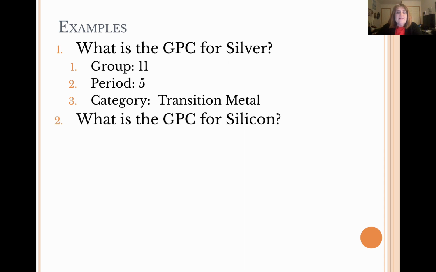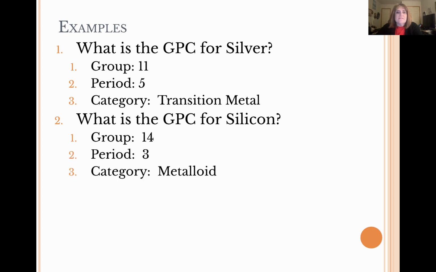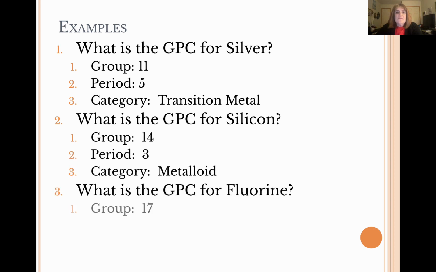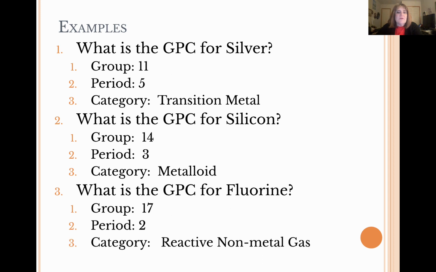The GPC for silicon is group 14, period 3. It is a metalloid. And fluorine is in group 17, period 2, and it is a reactive nonmetal gas. It's kind of important that you know the physical state of matter along with the chemical category. We won't always say things are solid, but we will comment if it is a liquid or a gas, because those are much more rare.